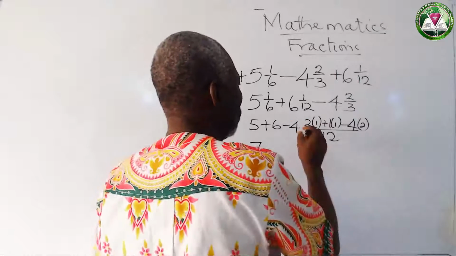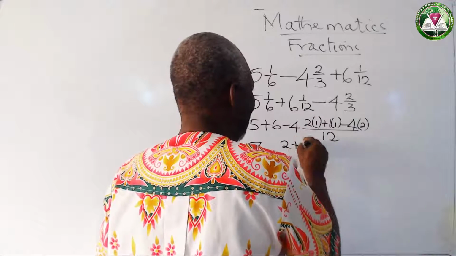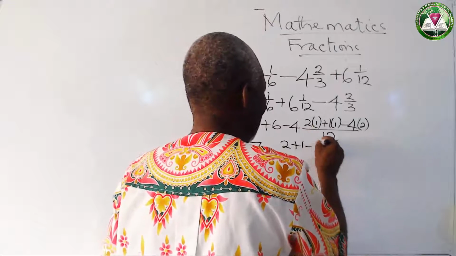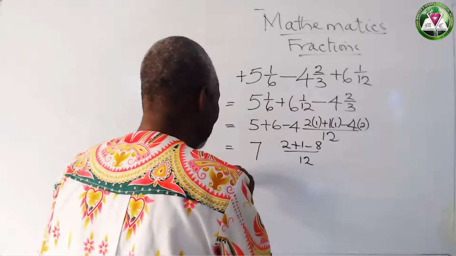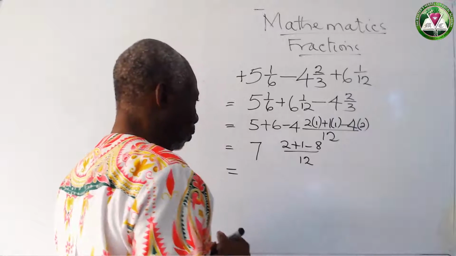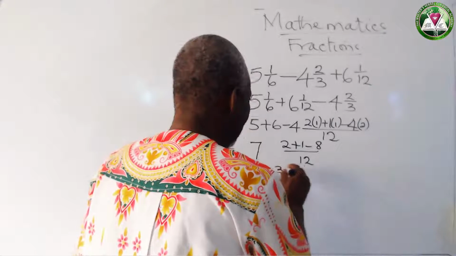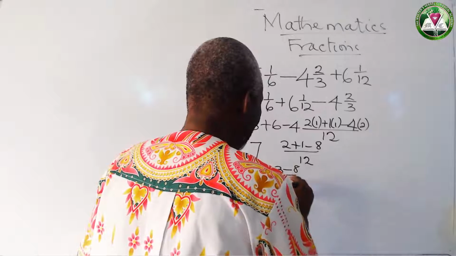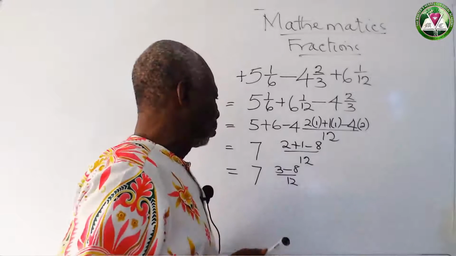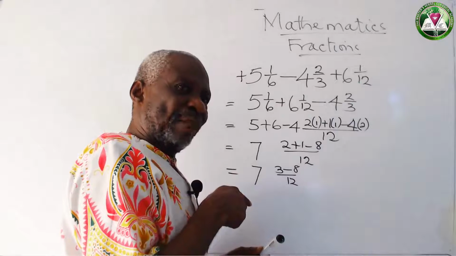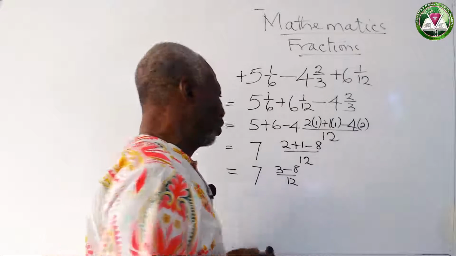We now have 2 times 1, 2, 1 times 1, 1, 4 times 2, 8, all over 12. Now this becomes 7 whole number, 3 minus 8, all over 12. You can see in the numerator of the proper fraction we are looking for now, we shall have a negative. But that is contrary to the system.